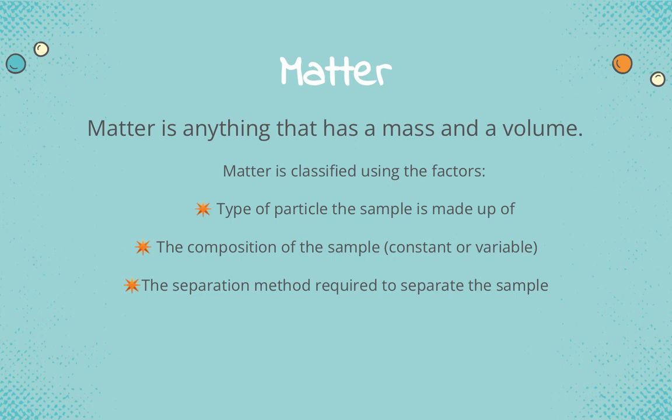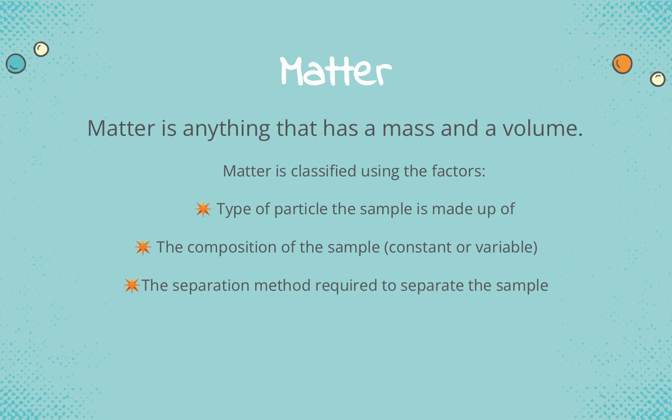Matter is anything that has a mass and a volume. We classify matter using three factors. The first, the type of particle the sample is made of. The second, the composition of the sample, constant or variable, and I will get into a better explanation of what constant and variable composition are as I go throughout the screencast. And the third, the separation method required to separate the sample.